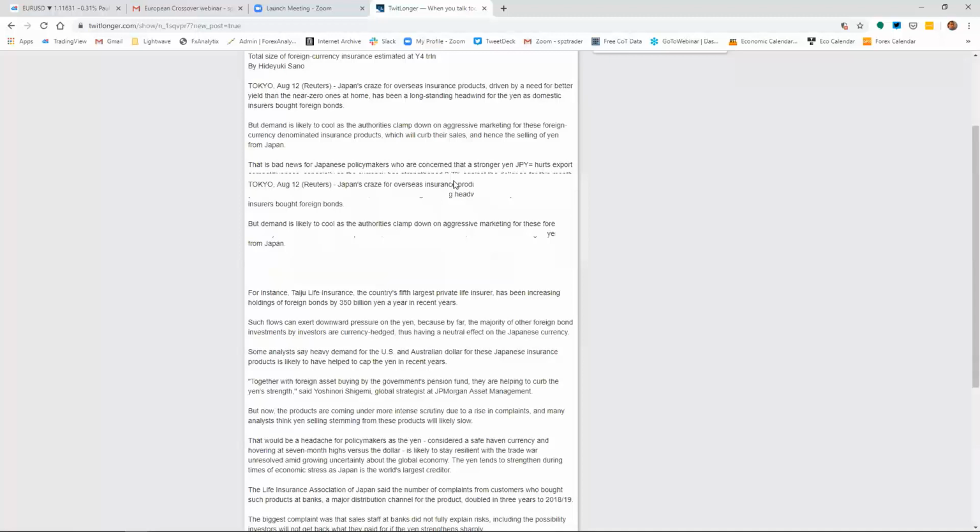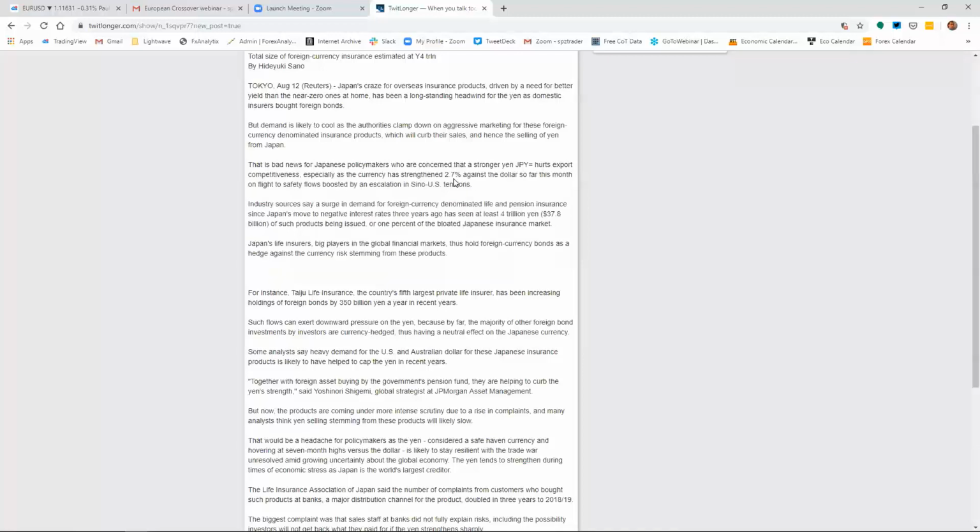Industry sources say a surge in demand for foreign currency-denominated life and pension insurance since Japan's move to negative interest rates 3 years ago has seen at least $4 trillion yen of such products being issued. That's $37 billion. Japan's life insurers, big players in the global financial markets, thus hold foreign currency bonds as a hedge against the currency risk stemming from these products. For instance, Dai-ichi Life Insurance, the country's largest private life insurer, has been increasing holdings of foreign bonds at 350 billion yen a year in recent years.